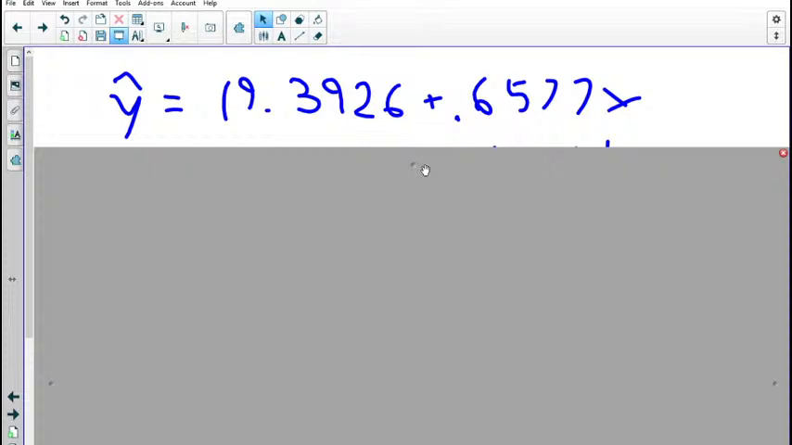So what does the slope tell me? In general, what does slope tell me in an equation? Rise over run, or what are some other ways to say that? So the 0.6577. What do you mean by rise over run? What would that tell me in the graph?